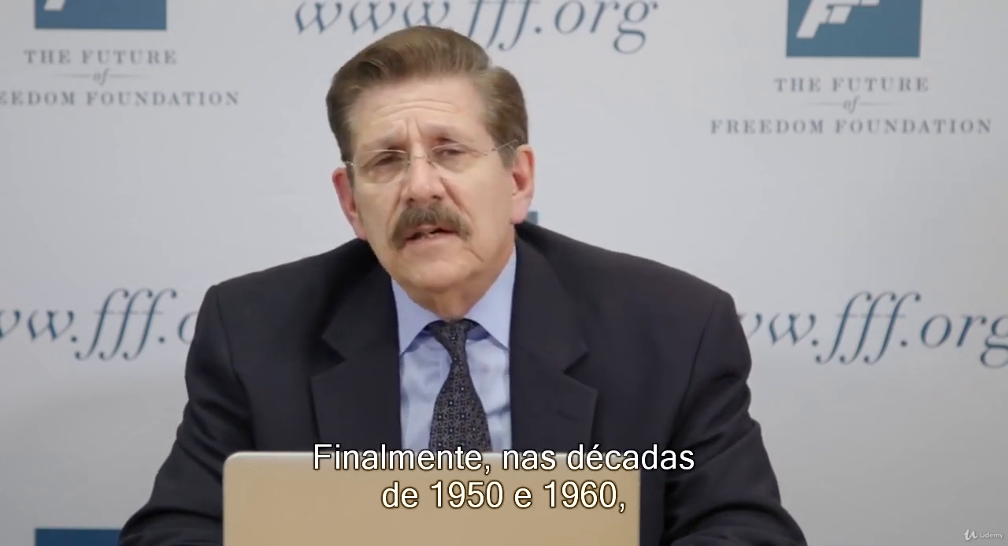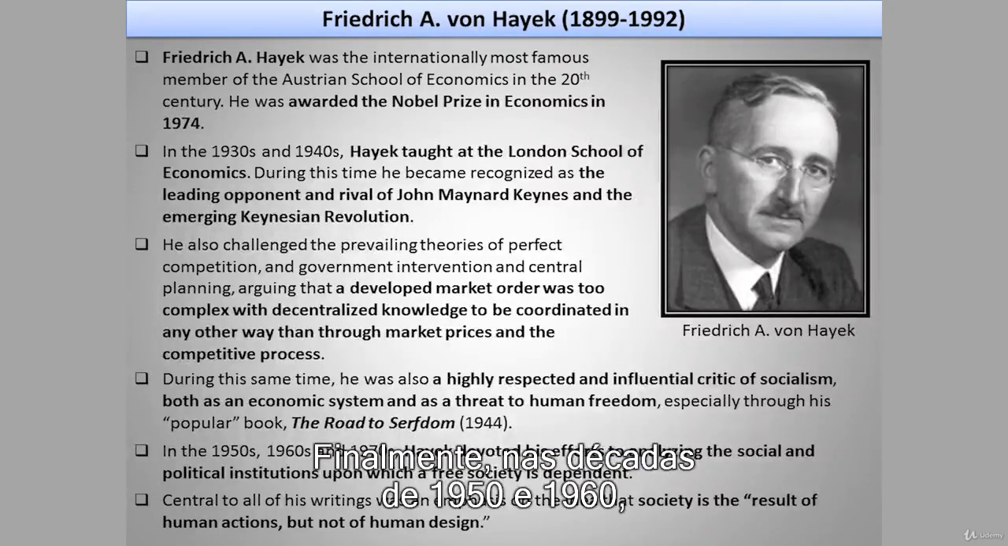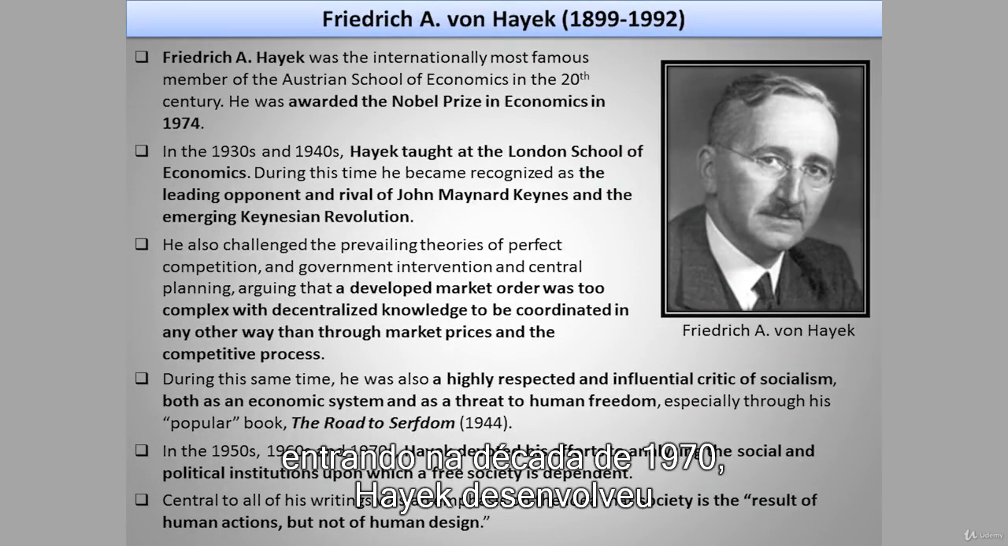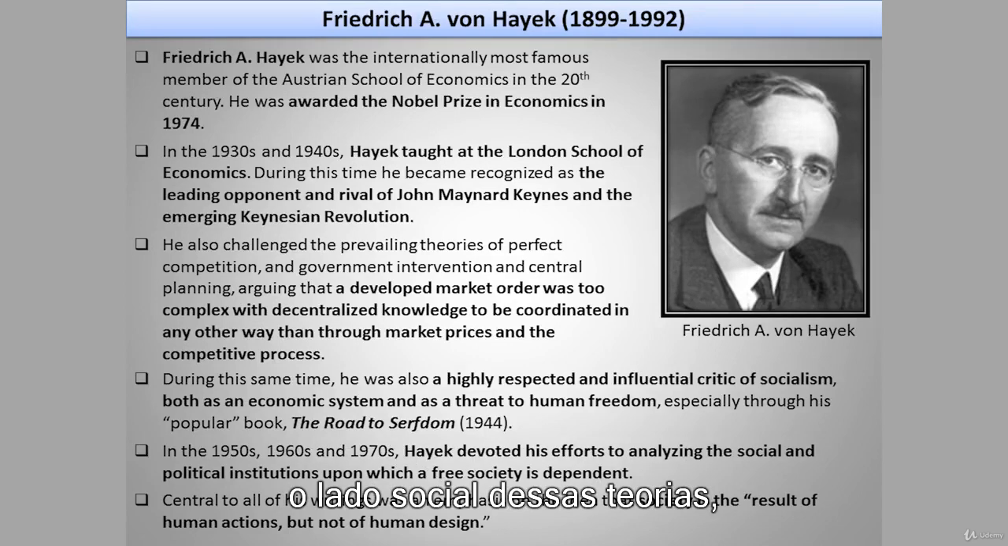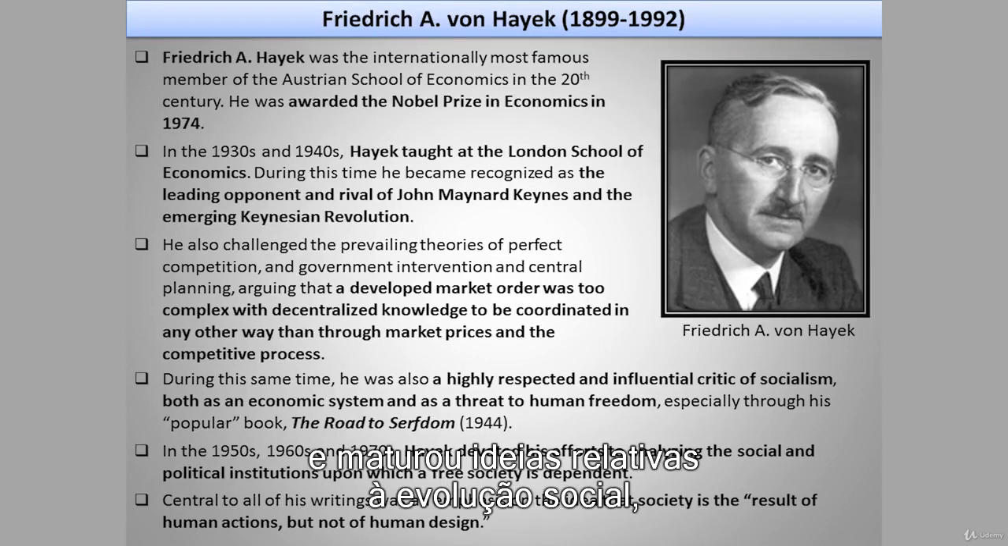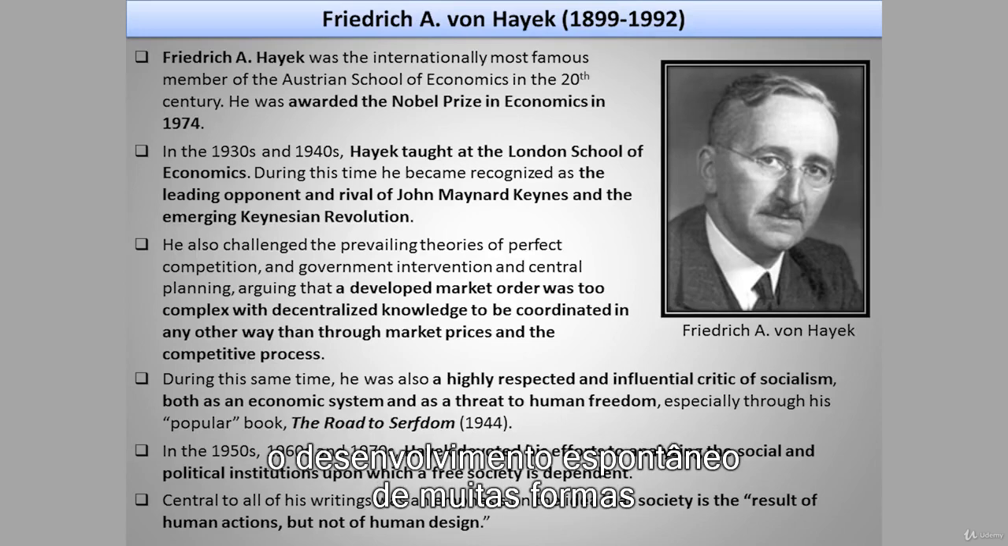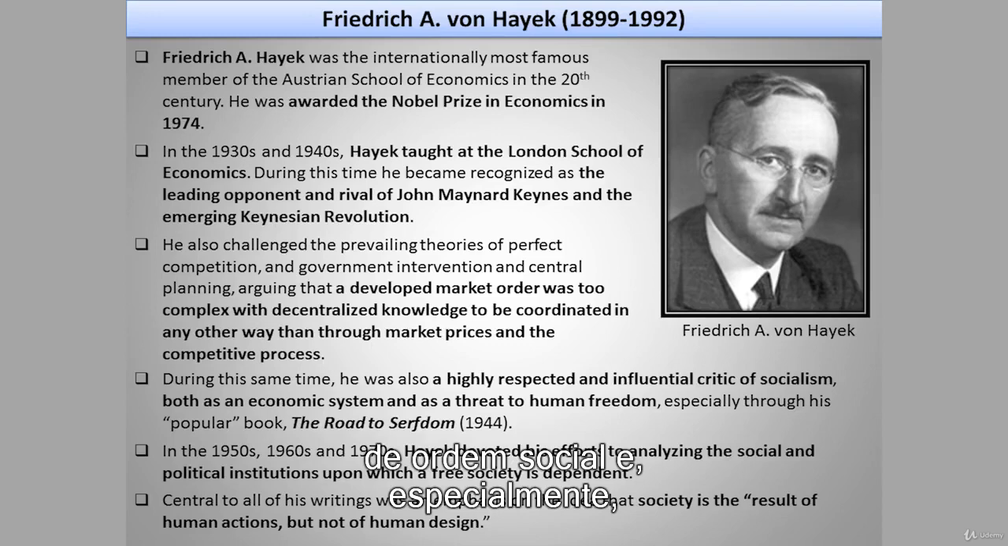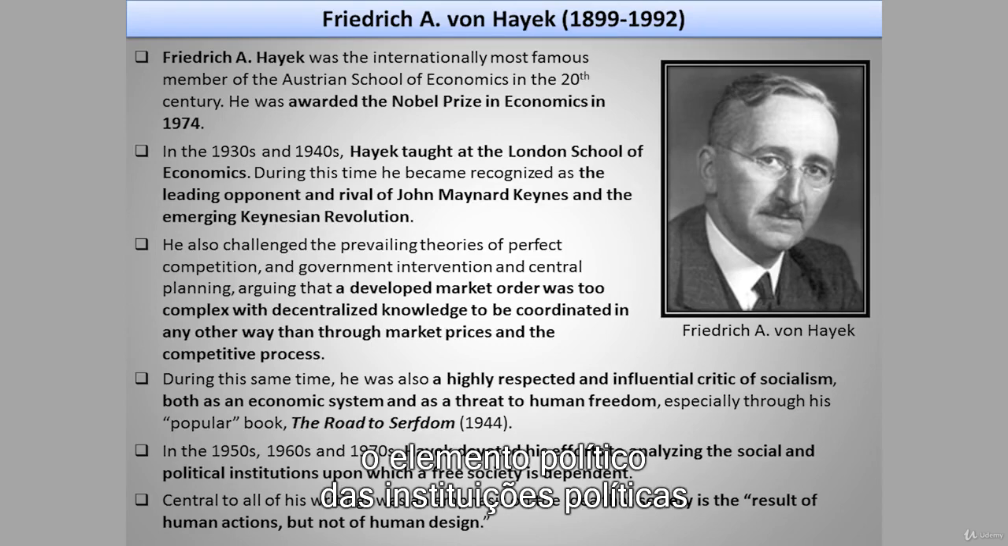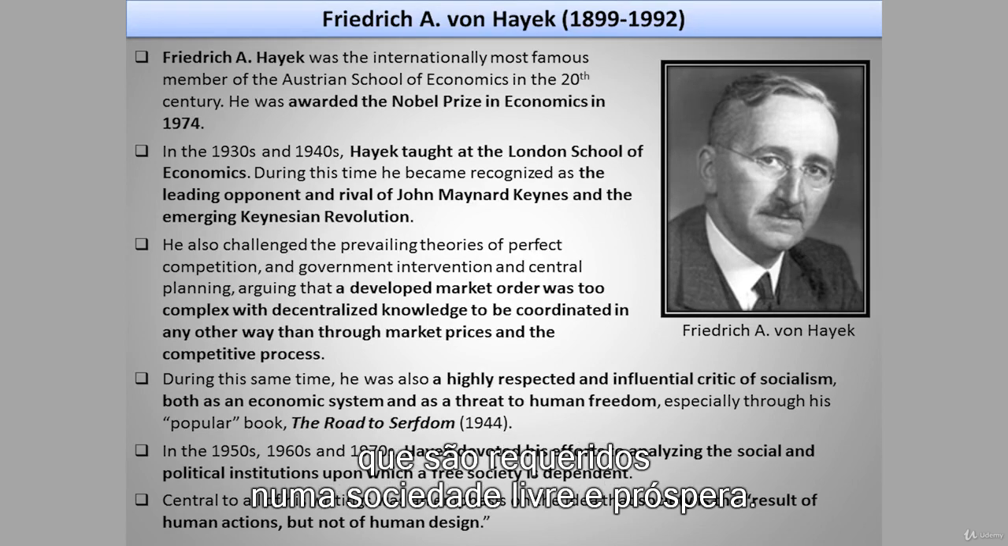And finally, in the 1950s and 60s and into the 1970s, Hayek developed the social side of these theories and developed ideas concerning social evolution, the spontaneous development of many forms of social order, and especially the political institutions that are necessary for a free and prosperous society.